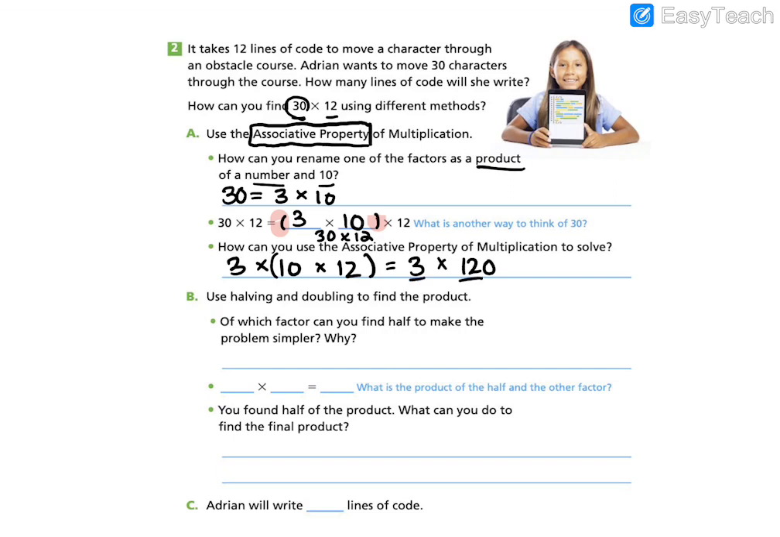I know that 3 times 12 is equal to 36. So this would be 3 times 12 tens. 36 tens is equal to 360.